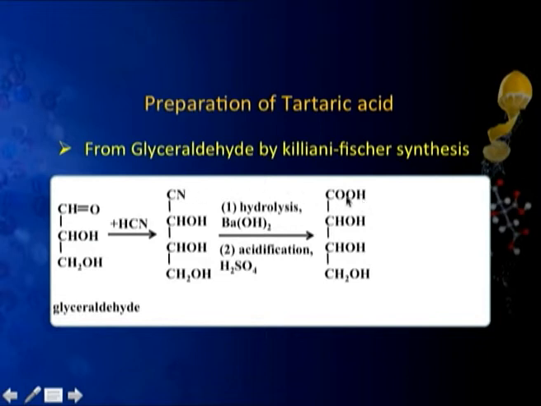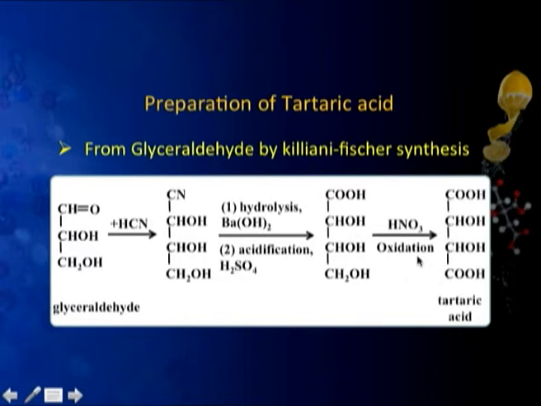This CN has been converted into COOH, but there is a primary hydroxyl here, and these two are secondary hydroxyls. This can be oxidized under mild conditions using dilute nitric acid and we get tartaric acid. So, this way starting from glyceraldehyde we can increase the chain length by 1 carbon and we obtain tartaric acid.